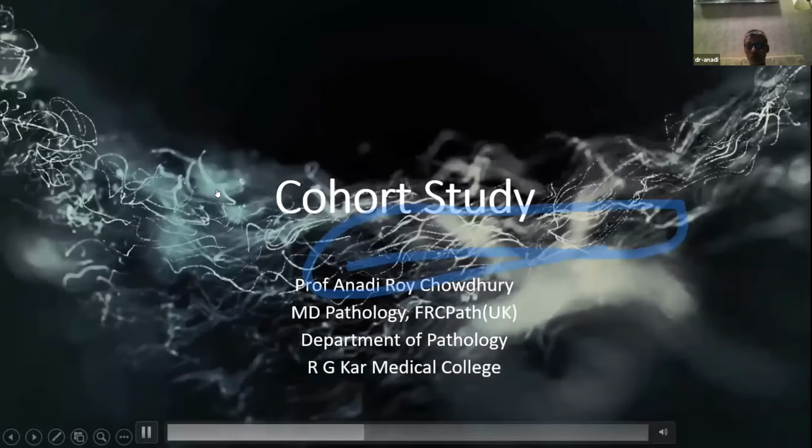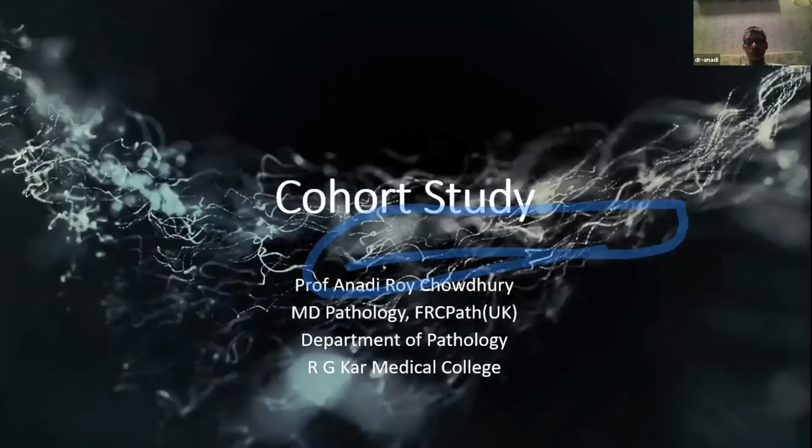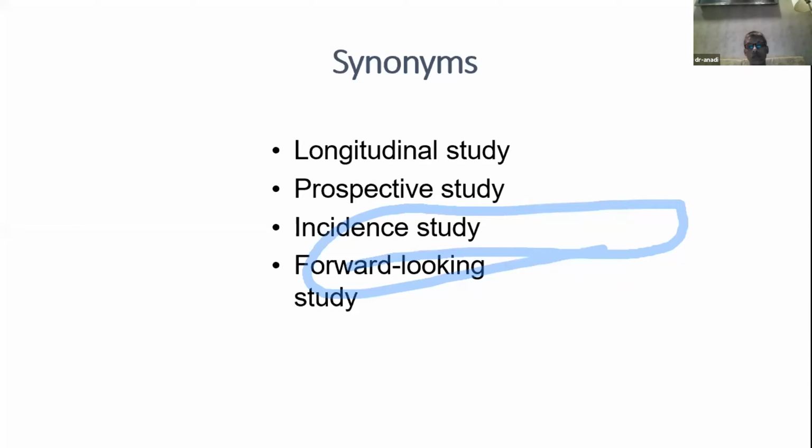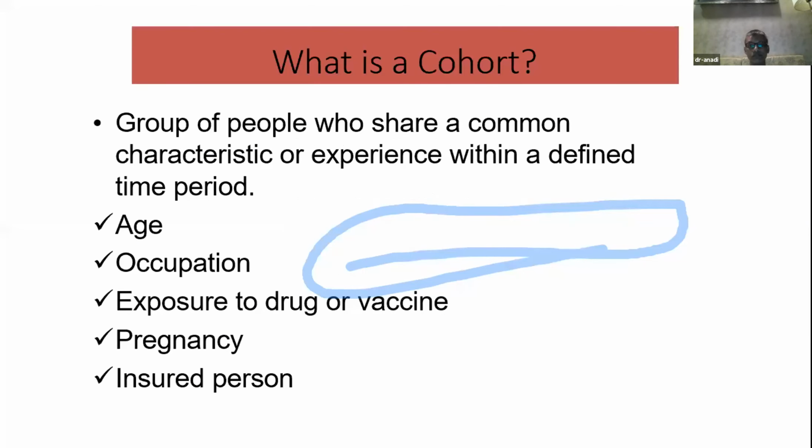The last session is on observational studies, the cohort study. A cohort study is also called a longitudinal study, prospective study, incidence study, or forward-looking study. What is a cohort? It's a group of people who share a common characteristic or experience within a defined time period. Age cohort, occupation cohort, exposure to drug or vaccine cohort, pregnancy cohort, insured person cohort.